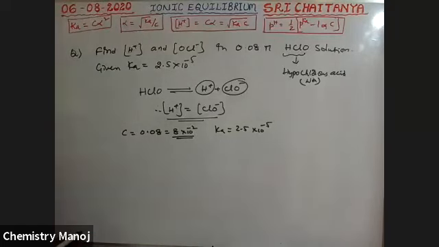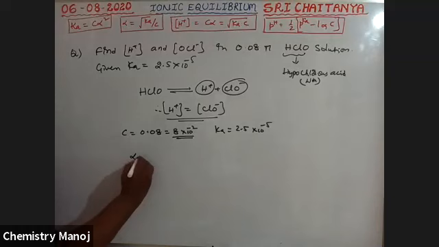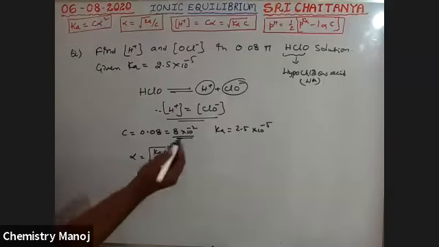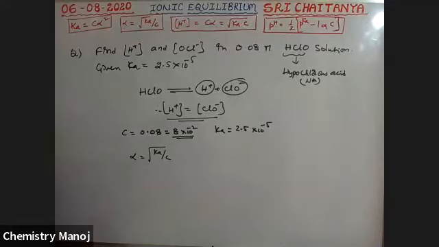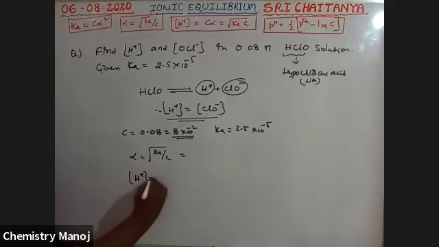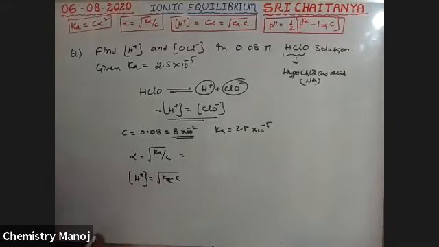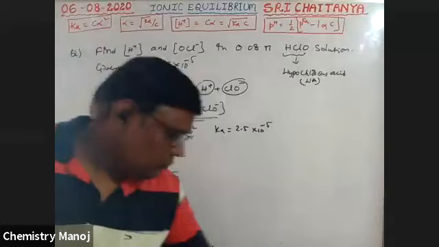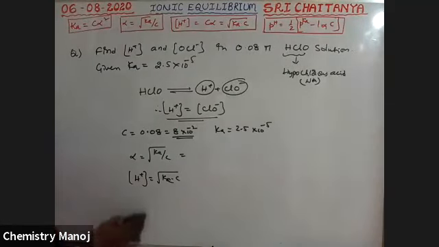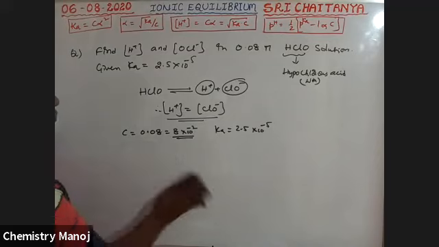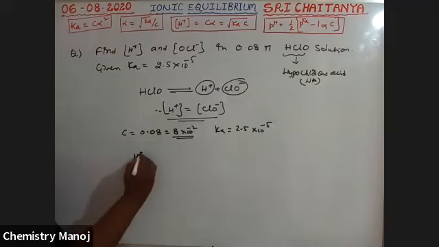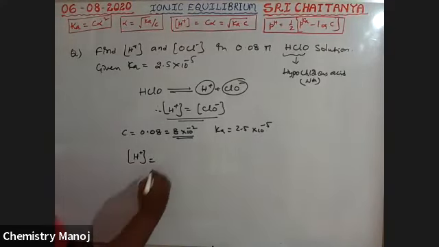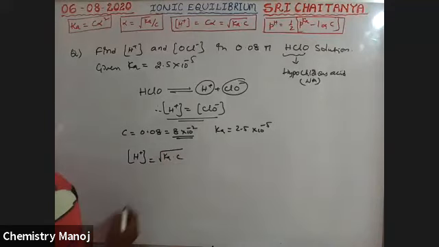Now our alpha is equal to under root Ka by C, because H plus concentration equals C alpha. Or H plus concentration is equal to under root Ka into C. Apply it directly, boys. Why should we use the alpha value? So H plus concentration is equal to under root Ka into C.